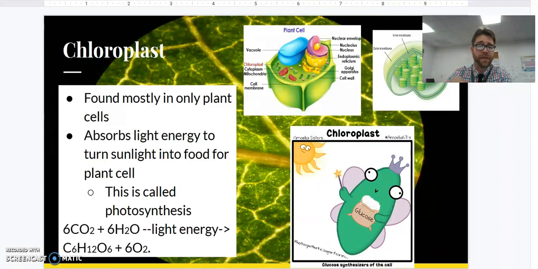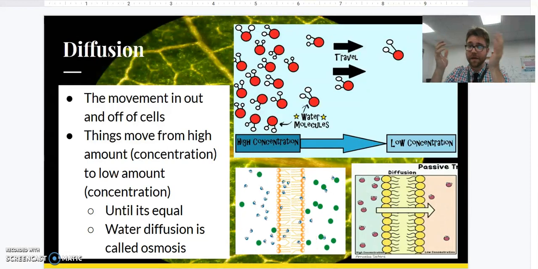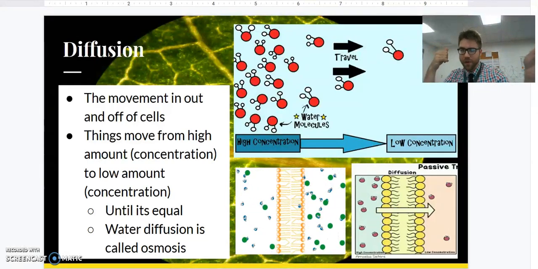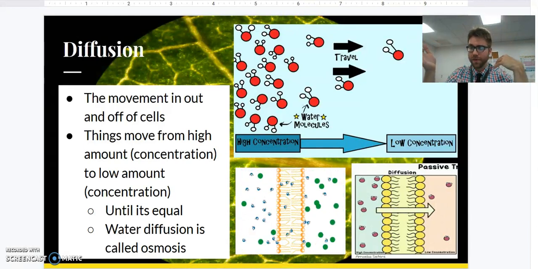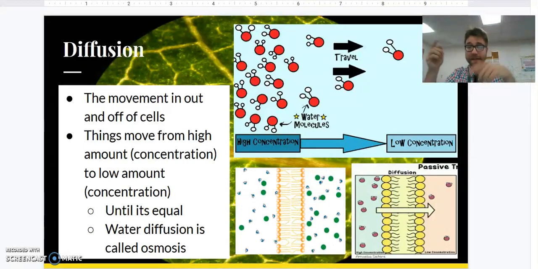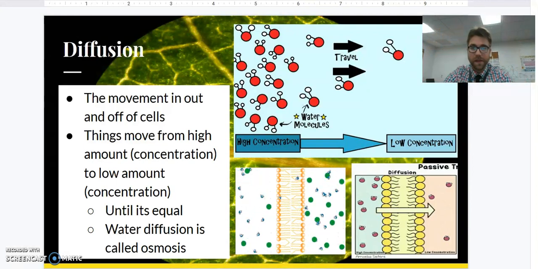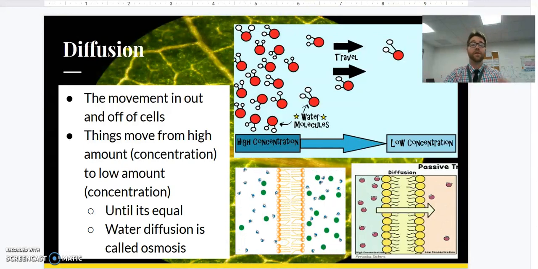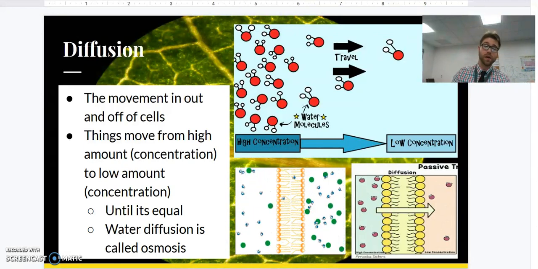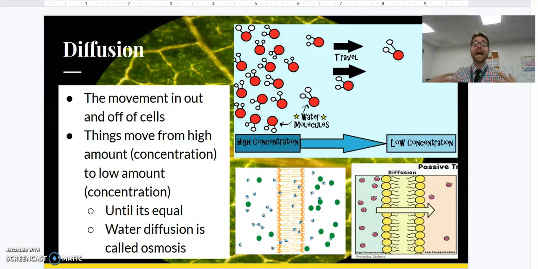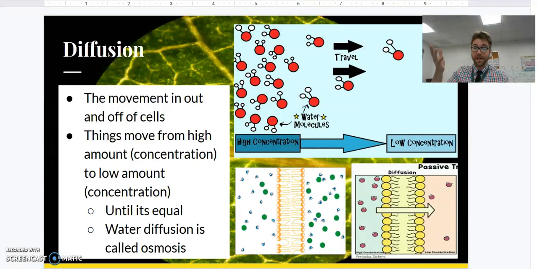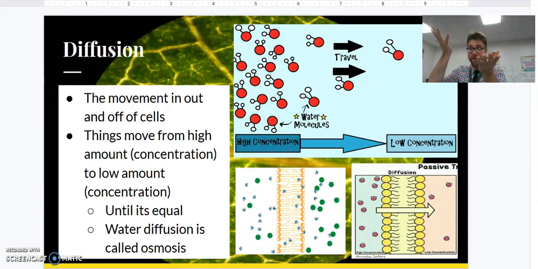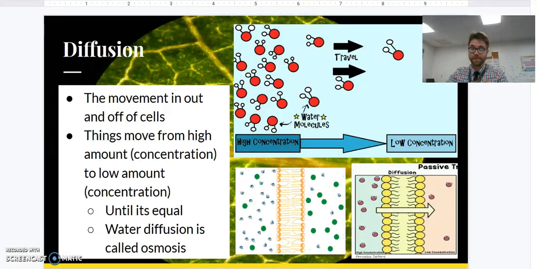We talked about the cell membrane earlier. It's important to think about what happens on the cell membrane. Remember, we talked about things go in and things go out of the cell through the cell membrane. Now, that has a specific name, and that is diffusion. Diffusion is the movement in and out of cells. Things move from a high concentration to a low concentration. And this movement keeps happening until things are equal on both sides. We're going from high to low, and it's going to keep happening until both sides are equal.